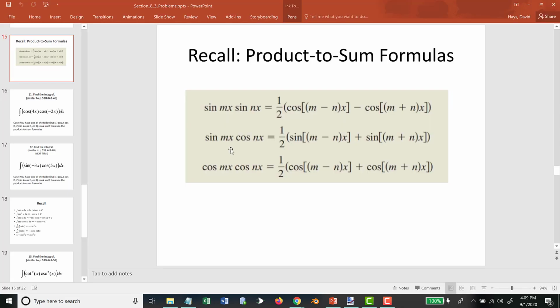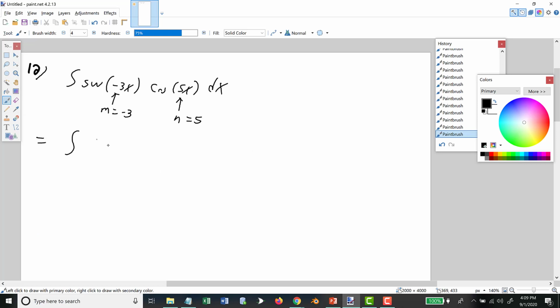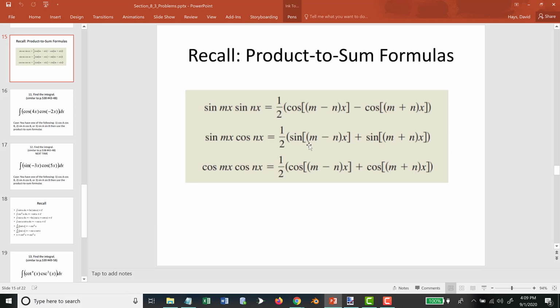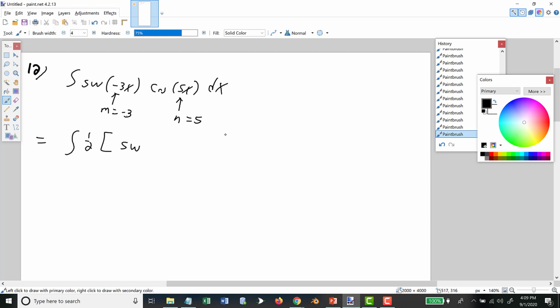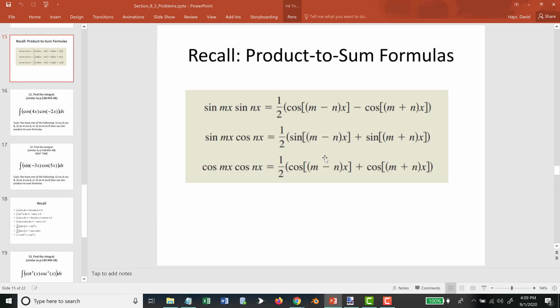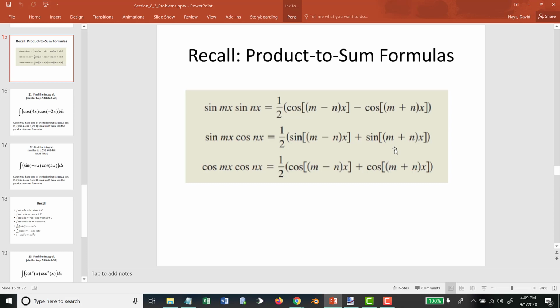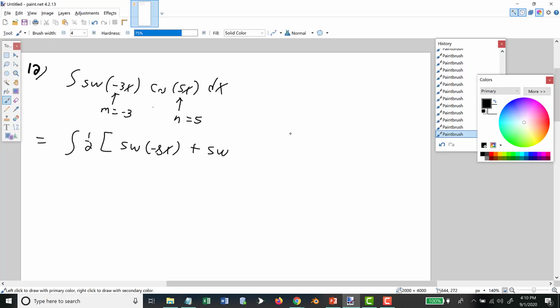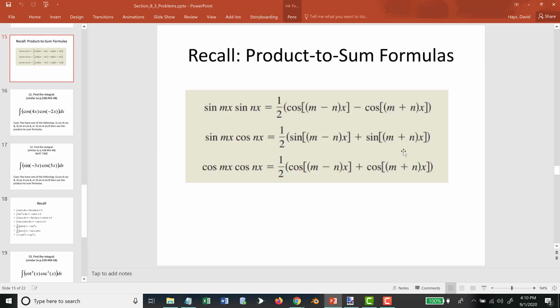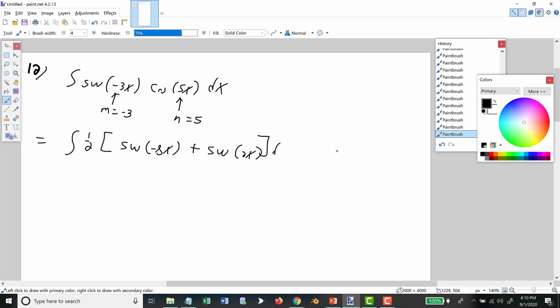So we can rewrite this using this formula. So I got 1/2 sine of m minus n. So m minus n, that's negative 8x. And there's a plus there. Then sine m plus n. Negative 3 plus 5 is 2, so that gives us 2x. And then dx. Okay, 1/2 I can put clear out in front.